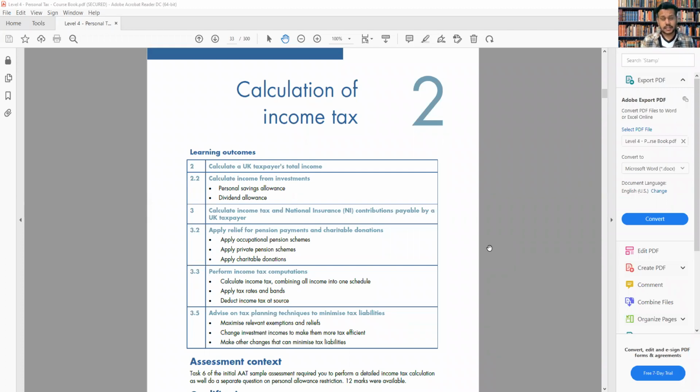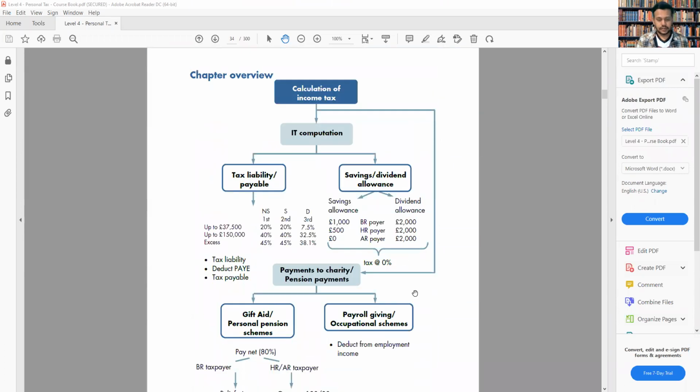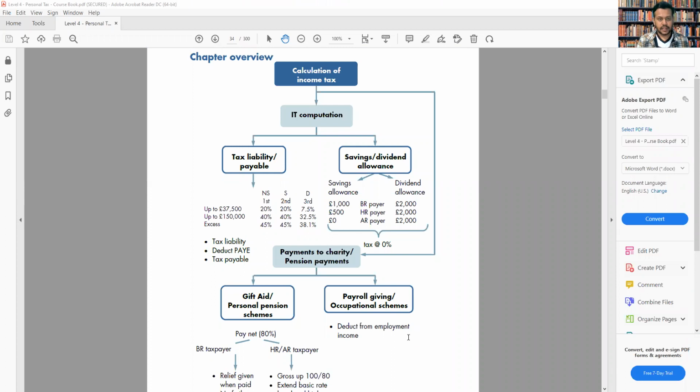All right, so the next chapter we have here is calculation of the income tax. Now here we're going to see how to calculate the actual income tax. So let's have a look at what we're going to cover. We need to remember some numbers from here. Income tax calculation could be really easy if we know the rules. All you have to do is remember a few formulas and a few numbers, and these numbers will also be given in the exam.